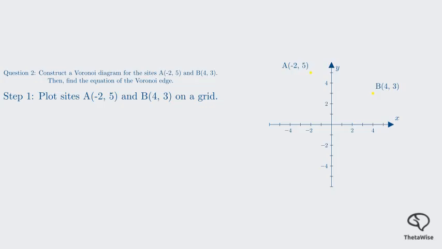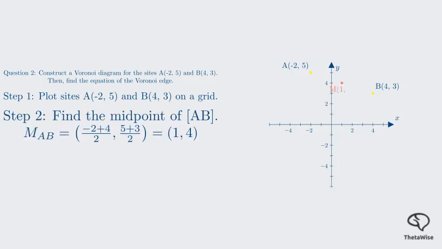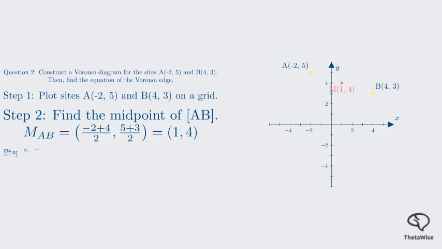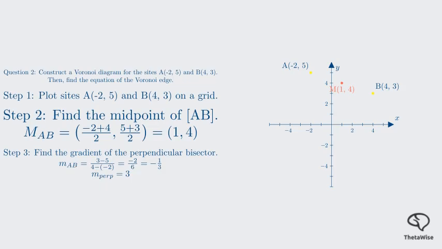Next, we find the equation of the perpendicular bisector in 2 steps. Step 1. Find the midpoint. Using the midpoint formula, the midpoint of AB is at (3, 4). This point must lie on our bisector. Step 2. Find the gradient. First, the gradient of the line AB is -1.